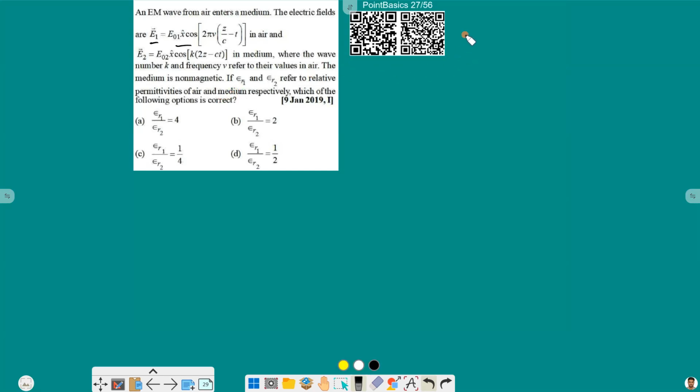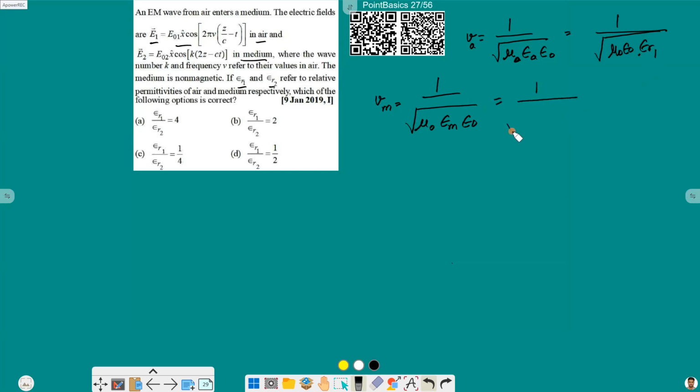We know the velocity of a wave, v, in case of vacuum, we have air and medium. In case of air it will be 1 over the square root of μ_a ε_a, both are non-magnetic materials, so we consider μ_0 times ε for air times ε_0. This is the velocity inside air, and the velocity inside the medium will be 1 over the square root of μ_0 times ε for the medium times ε_0. Now for air it is given to be ε_r1, and for the medium it is given to be ε_r2. So from this we can write that for air it will be μ_0 ε_0 times ε_r1, and for the medium the velocity will be μ_0 ε_0 times ε_r2.